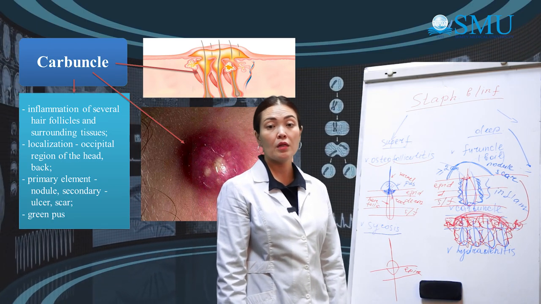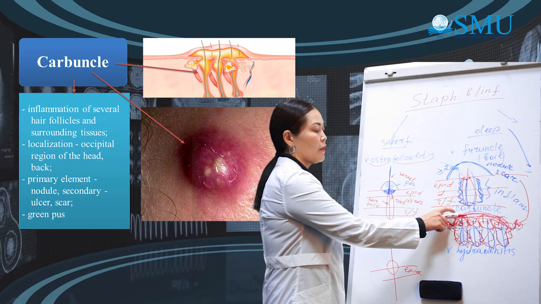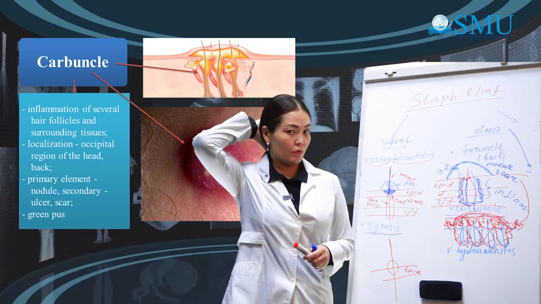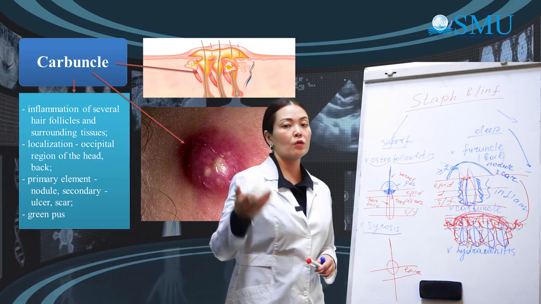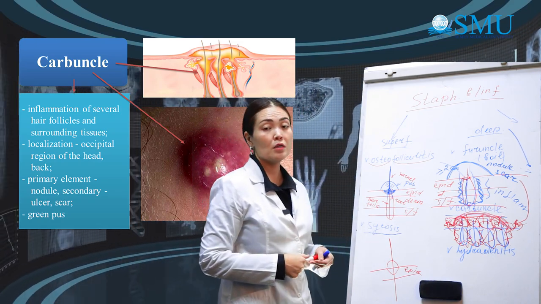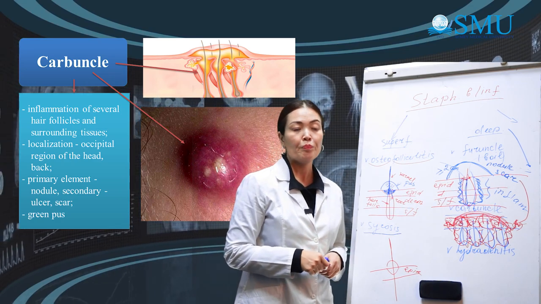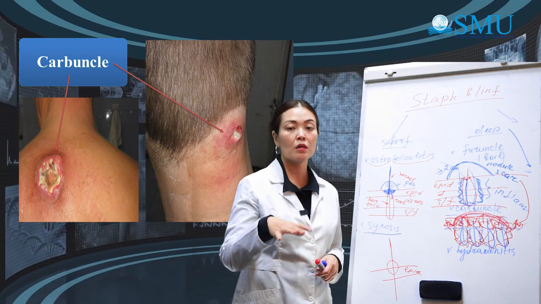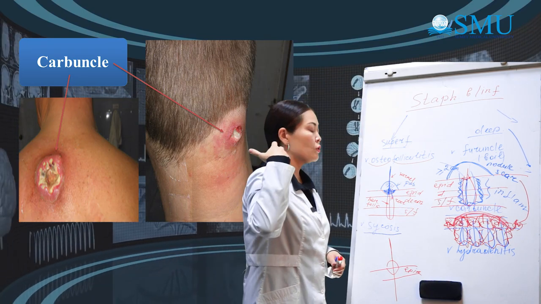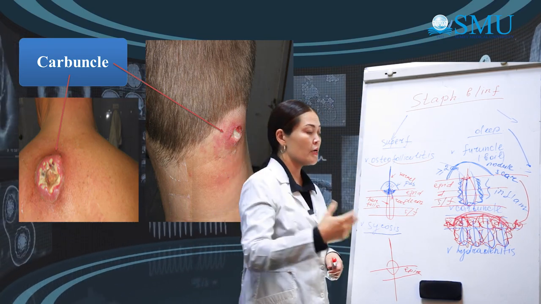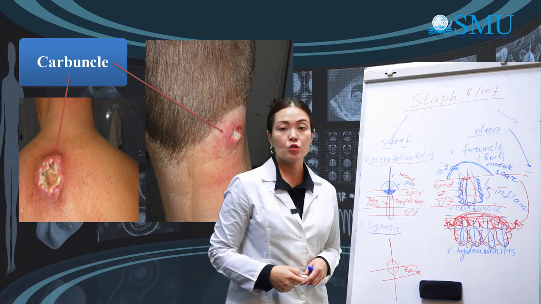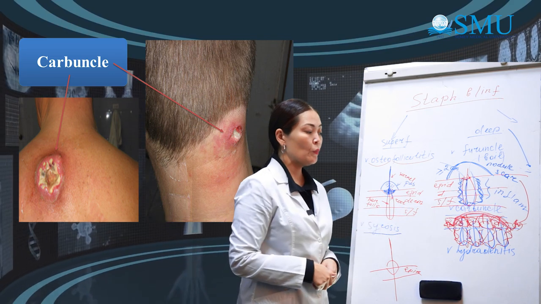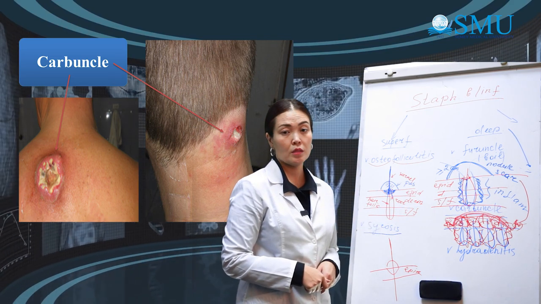Carbuncle also has a favorite location. Mostly this type of staphylococcus infection you will see in the occipital region of the patient or on his backside. So this localization should be like a keyword for you. You should remember that if big nodules with ulcers are present in the occipital region or on the backside, the first diagnosis you should think about should be carbuncle. So I hope this information is understandable for you.